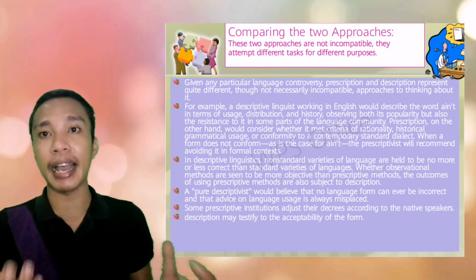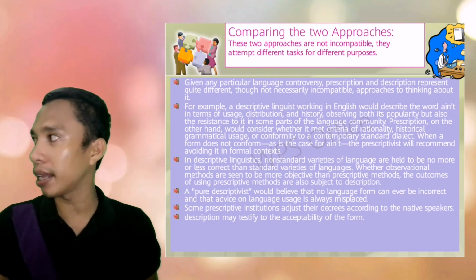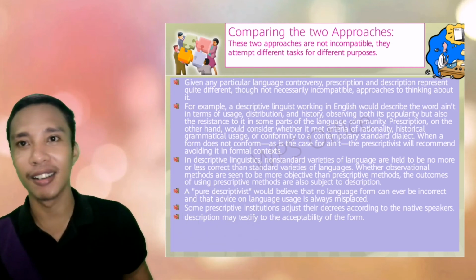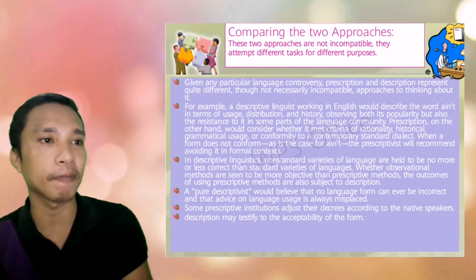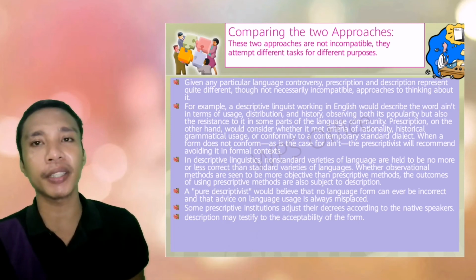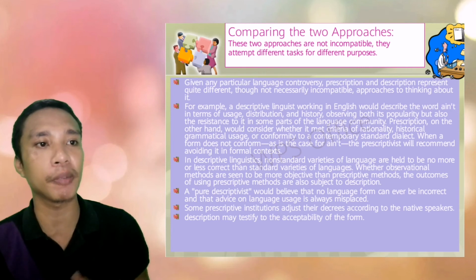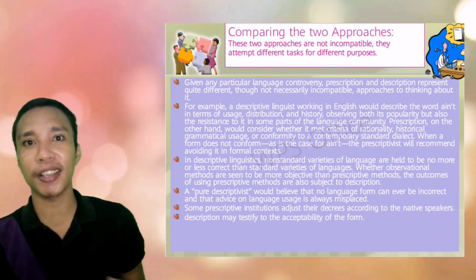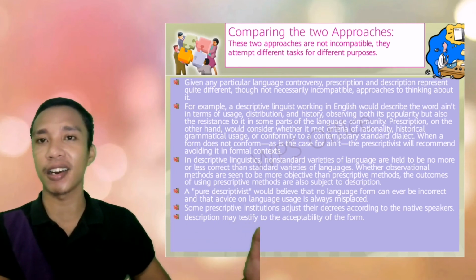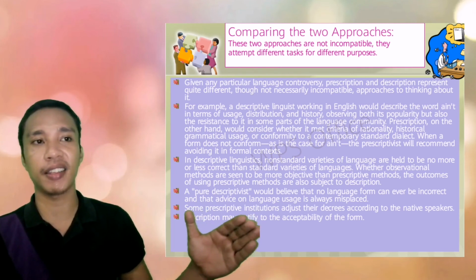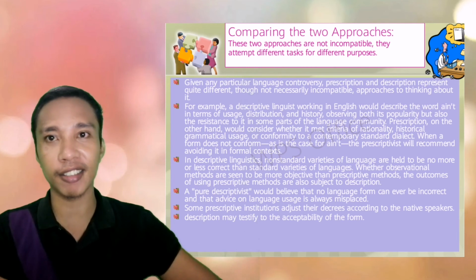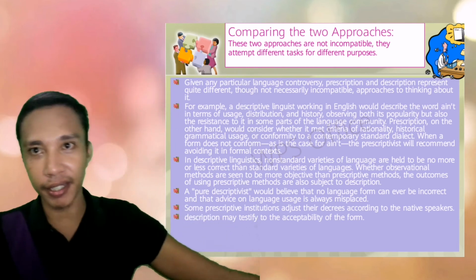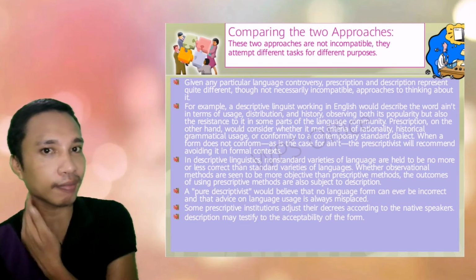But in everyday life or everyday usage, you can actually use ain't, gonna, wanna, holda, whatcha, something like that, all right? So in descriptive linguistics, non-standard varieties of language are held to be no more or less correct than standard varieties of language. Yes, because a lot of people nowadays are using the descriptive style or the dialect as compared to the standardized language, no?